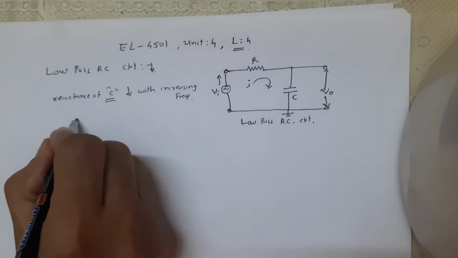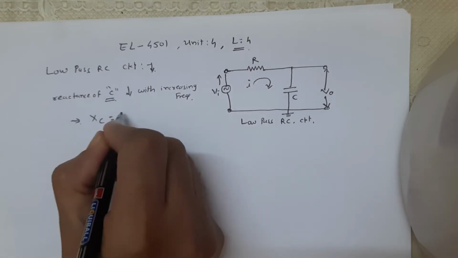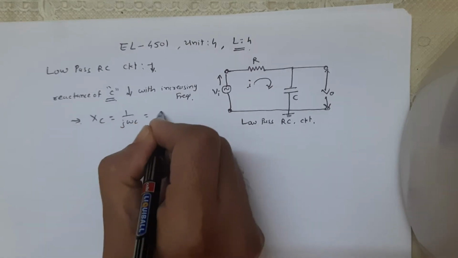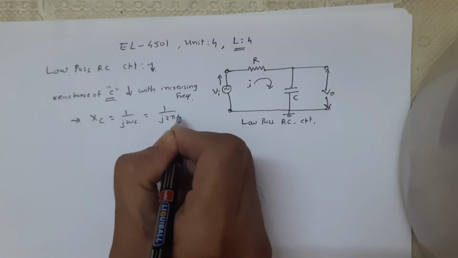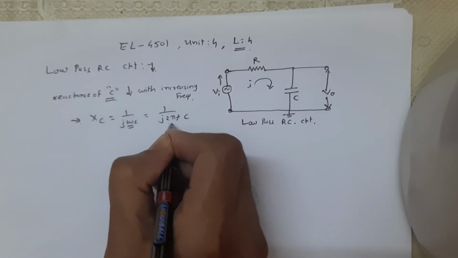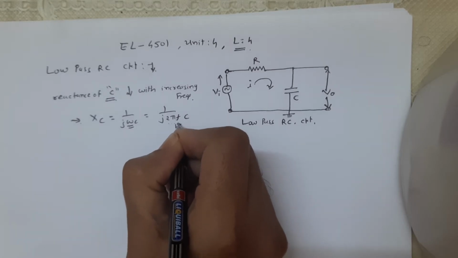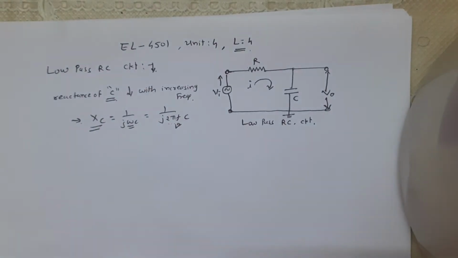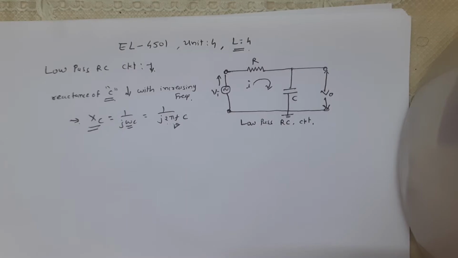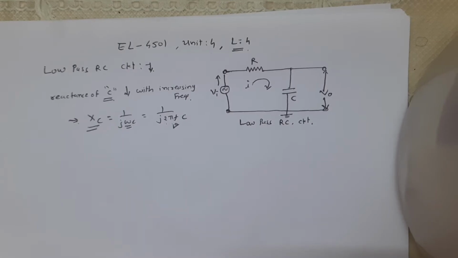Why is it so? The reactance Xc is equal to 1 upon j omega C, which is equal to 1 upon j 2 pi f into C. Omega means 2 pi f. So when the frequency increases, what happens to Xc? It decreases, right? In this way, since the reactance of the capacitor C decreases when the frequency increases, this circuit passes low frequency readily but attenuates the high frequency.